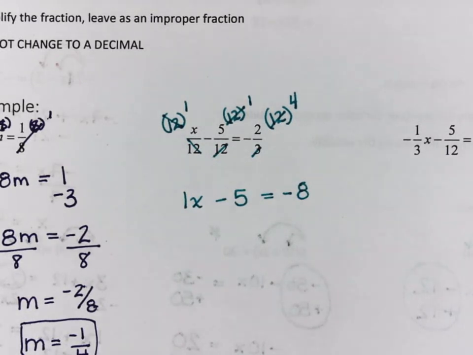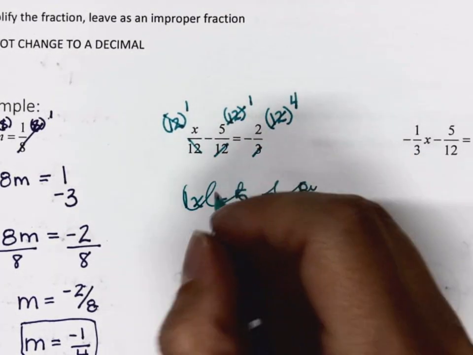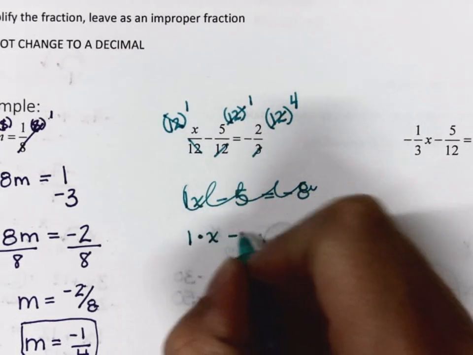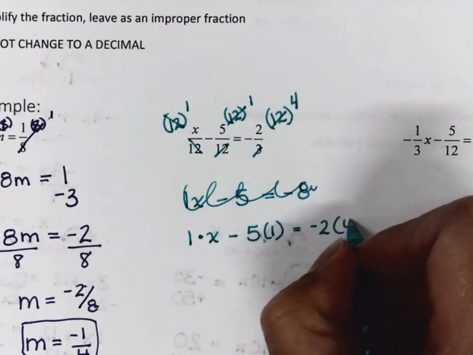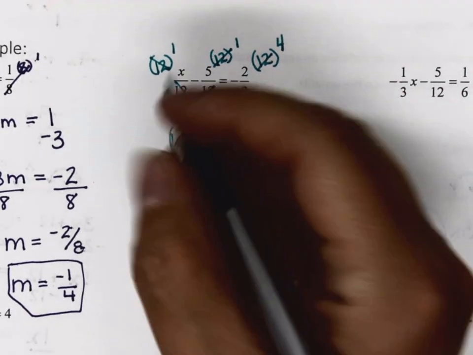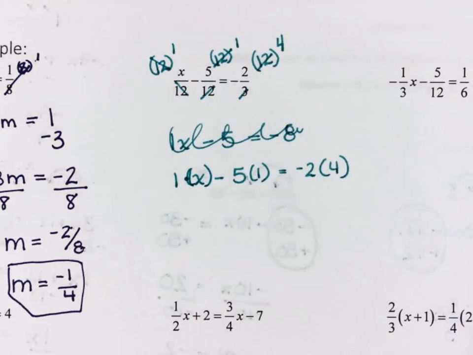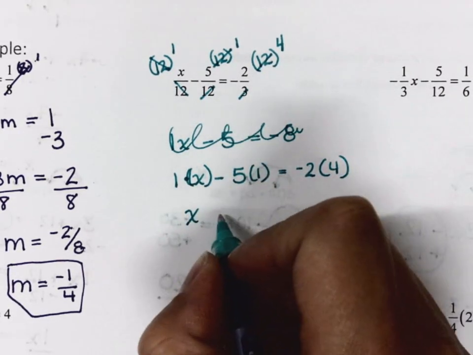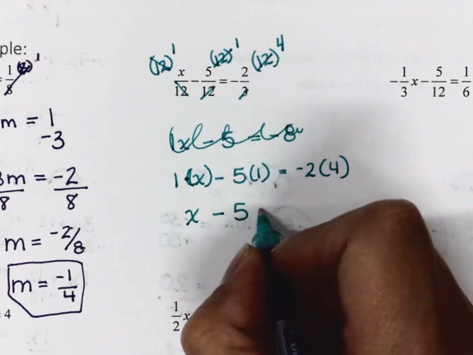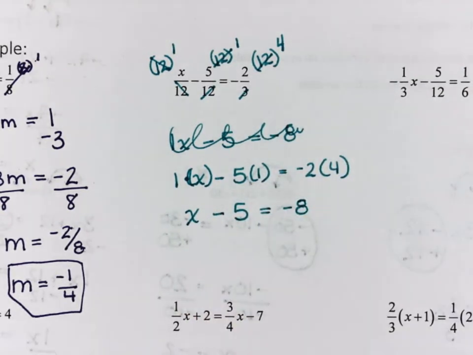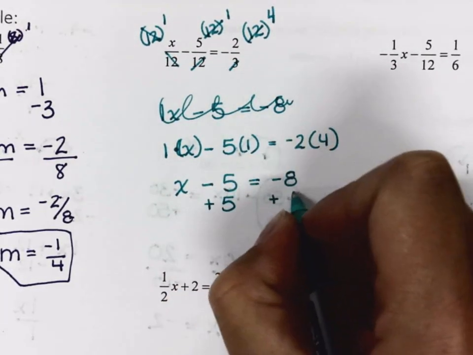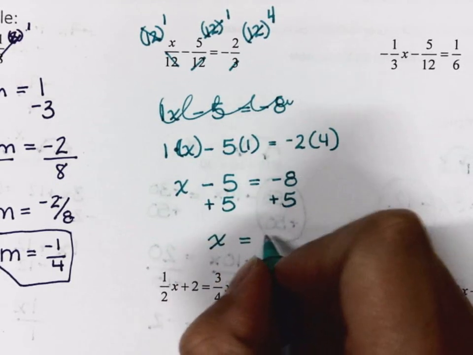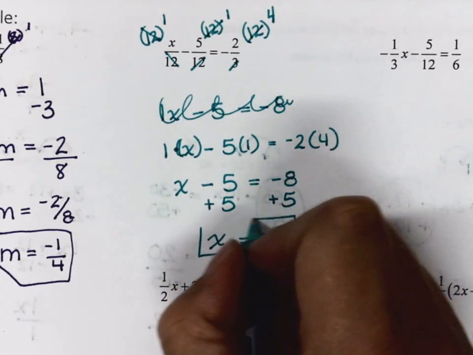Maybe let me take a step back. I don't have an eraser. So that would be 1 times x minus 5 times 1 equals negative 2 times 4. I said it, but then sometimes it makes sense to see it. So 1 times x is just x, minus 5 equals a negative 8. And then we're just down to one-step algebra at this time, which is nice and easy. We're going to add 5 to both sides. And then I'm left with x on this side, and this side is negative 3.